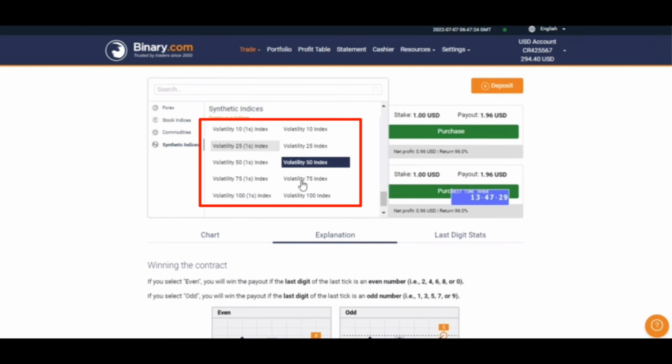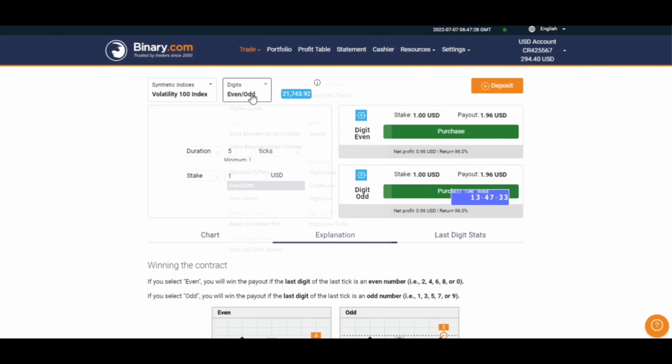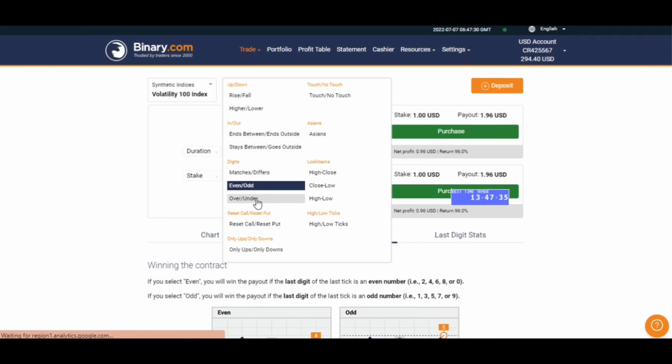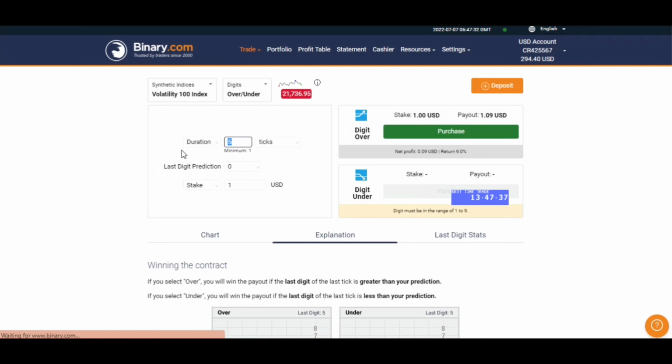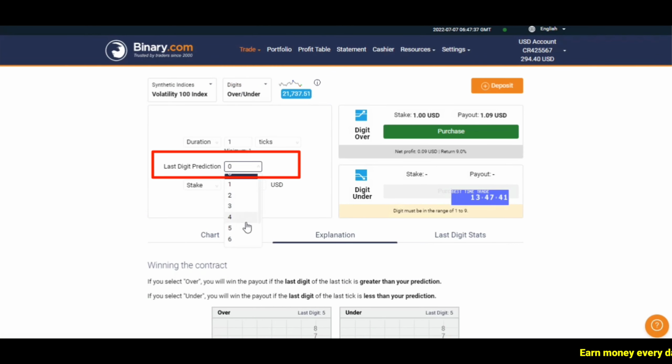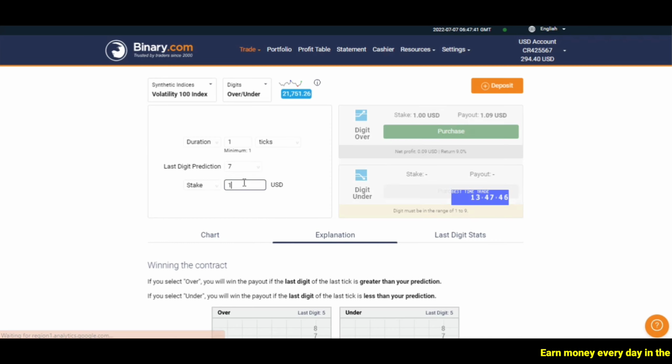All markets you can choose and use in this trade. Trading limits that you can use in this trade. Here I use the duration of 1 tick. A place to set a price that you can use in this trade.